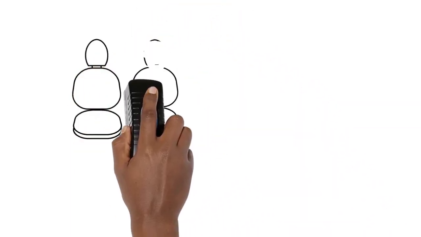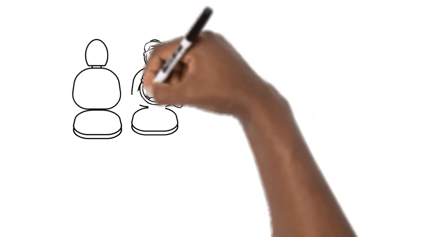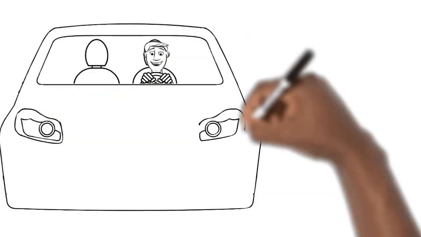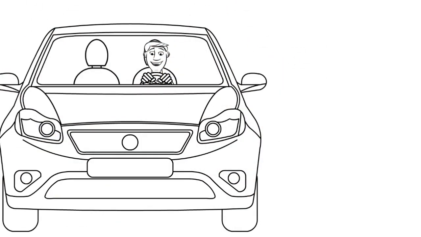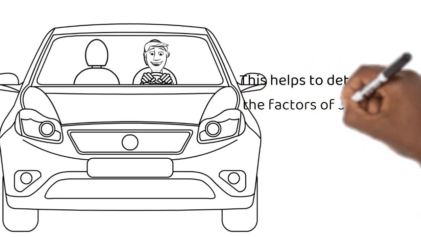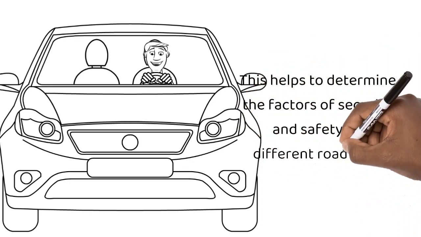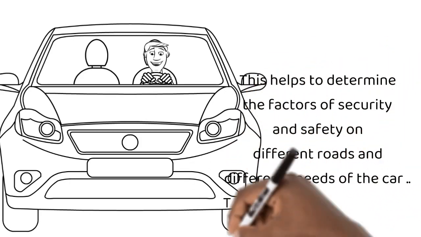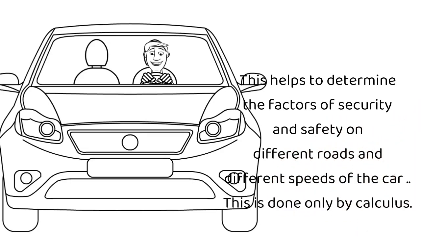Number 1. Cars. A car doesn't leave from the factory without knowing where the center of its mass, weight, and central axis are. This helps to determine the factors of security and safety on different roads and different speeds of the car. This is done only by calculus.